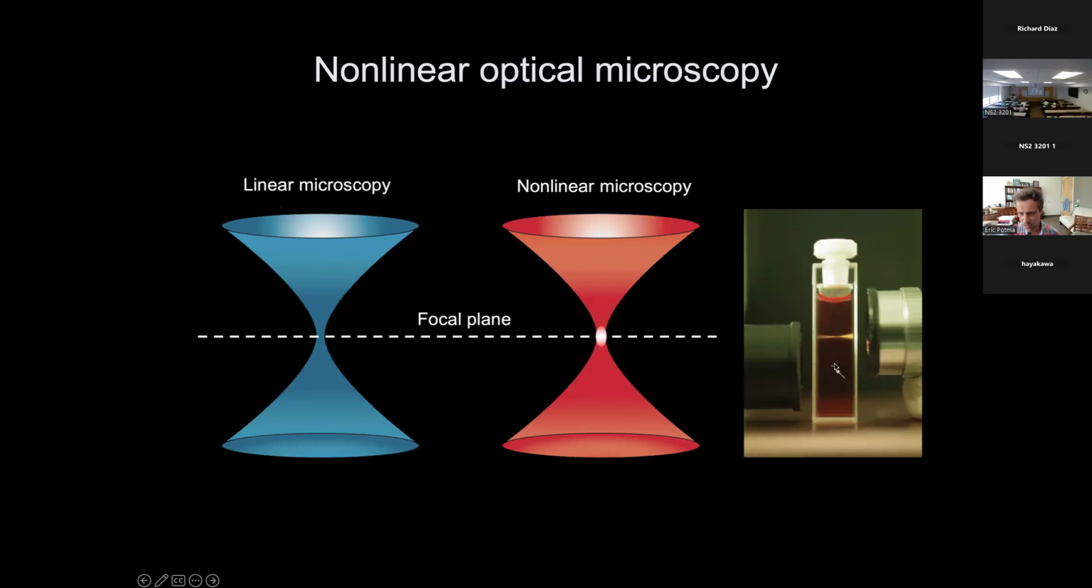But in the case of two photon, you only see this little tiny spot here. So the out of focus regions simply don't contribute to the signal. The molecules are not excited. And that is, of course, very attractive for biological imaging.